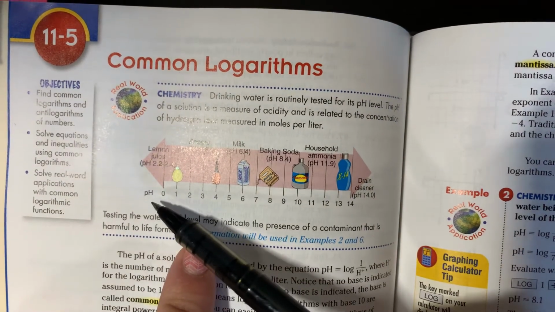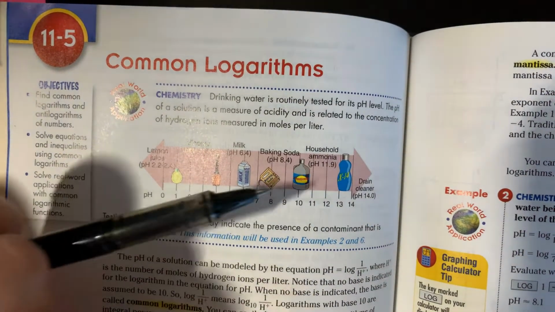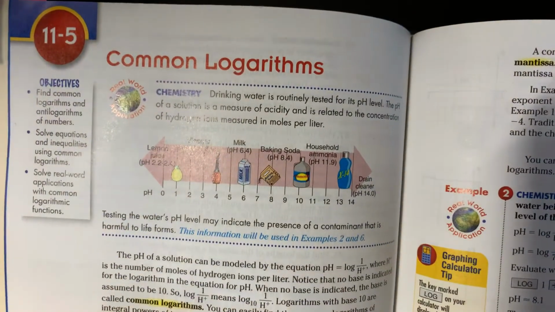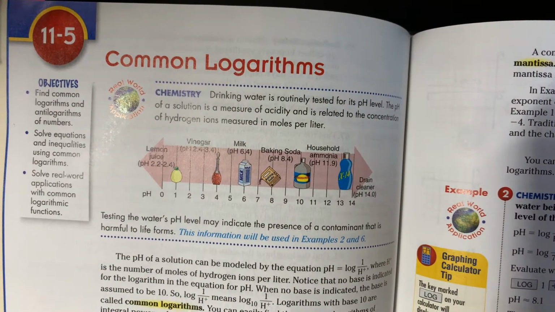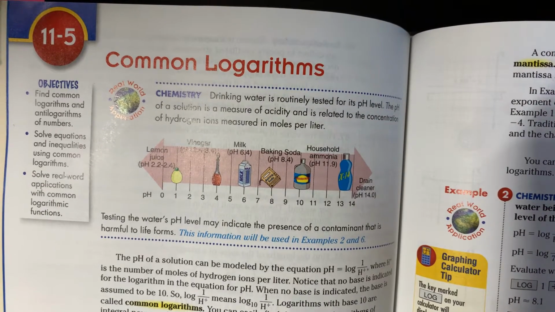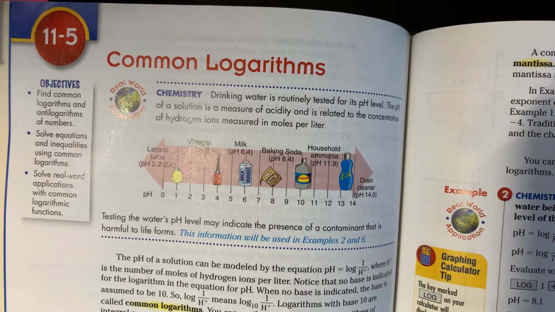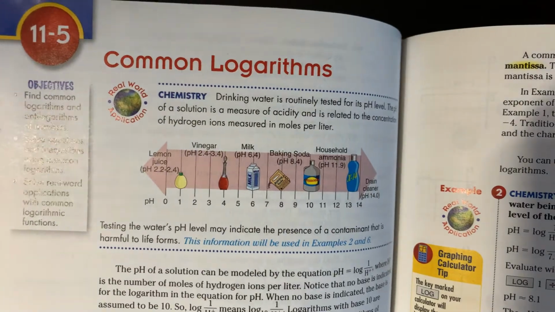More acidic lemon juice will be up here in the 2.2s, and then the pH this way we get to drain cleaner and household ammonia. Isn't that lovely? Testing the water's pH level might indicate the presence of a contaminant that is harmful to life forms. We'll talk a little bit more written down, but there are ways to convert and work with pH level with logarithms. So that's why it popped up today.